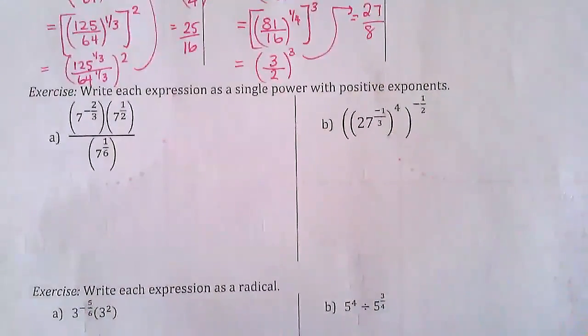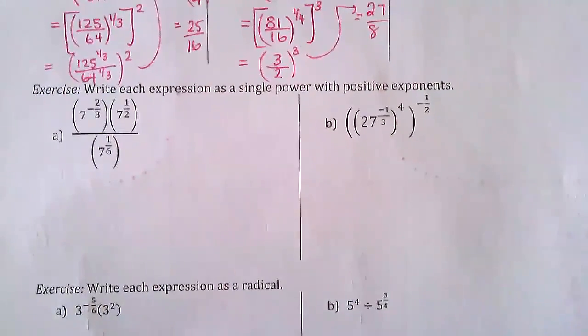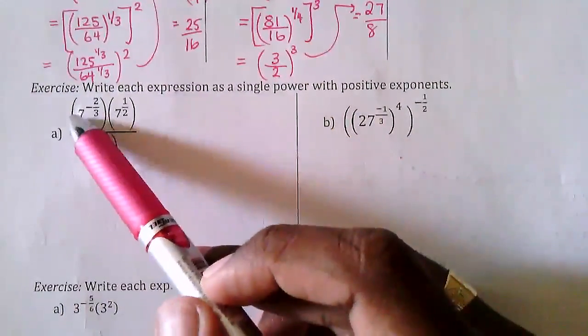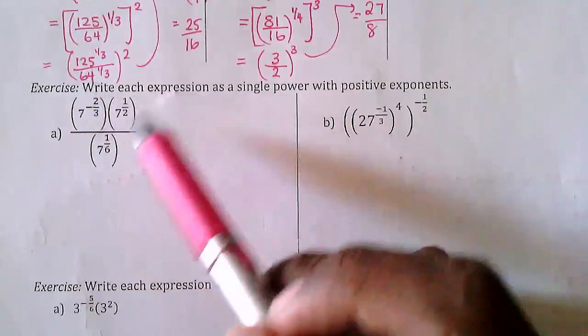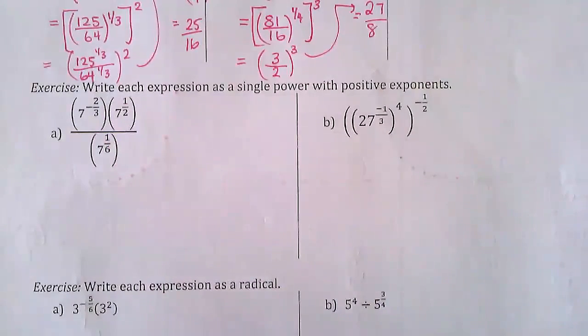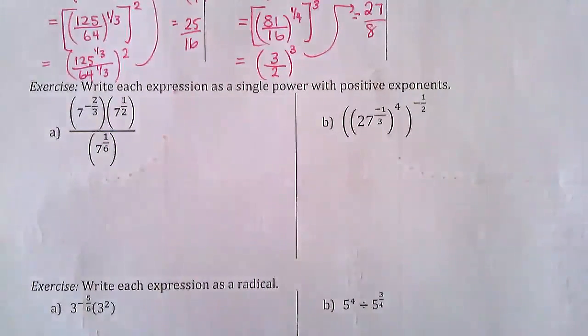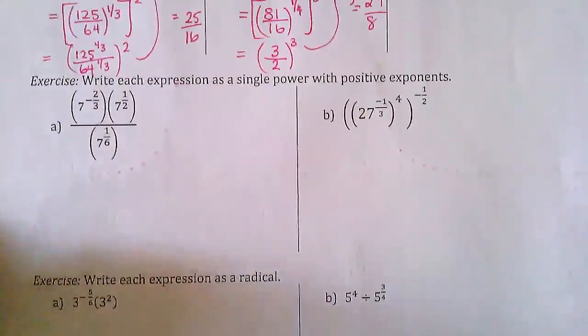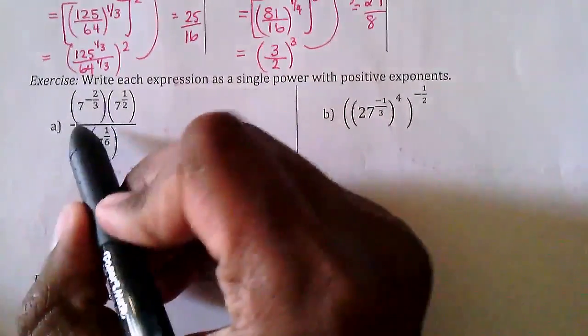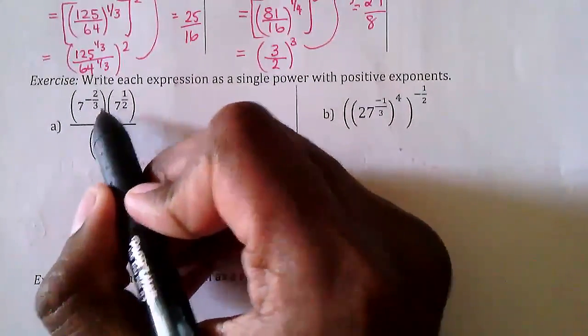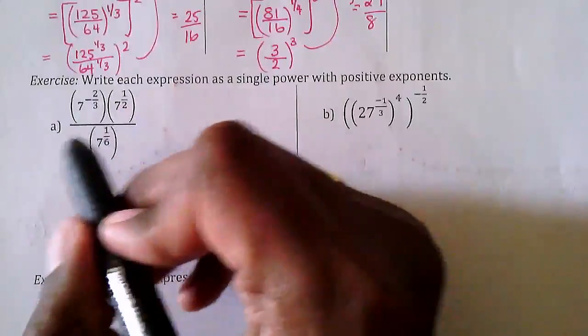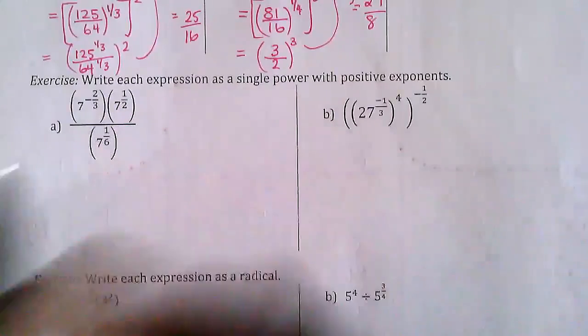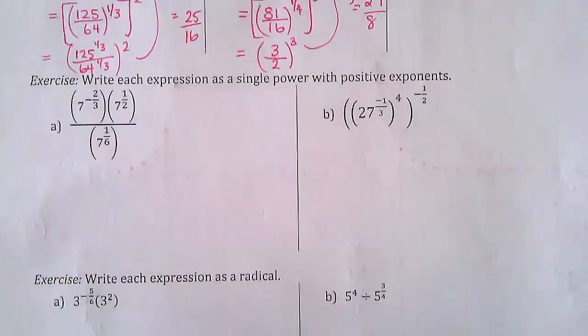So here it says, write each expression as a single power with positive exponents. So what we see here is we have a whole bunch of 7s as our bases and a whole bunch of fraction exponents. We're just following the power laws here, but they look slightly more complicated because obviously we're dealing with fractions. So let's take a look here. Here we have 7 to the power of negative 2 over 3 times 7 to the power of half divided by 7 to the power of 1 over 6.